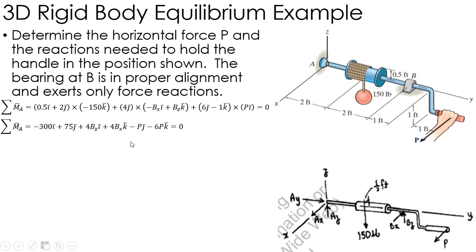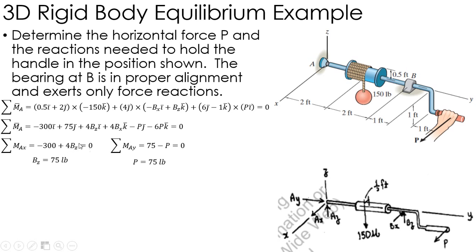So I have one 3-dimensional moment equation here. However, these are actually 3 individual equations. I have the x, y, and z components, right? So I pull out all the i's, pull out all the j's, pull out all the k's. Those all have to equal 0 because of equilibrium conditions. So in the x direction, I have negative 300 plus 4Bz equals 0. That means Bz equals 75. Those are my i components.